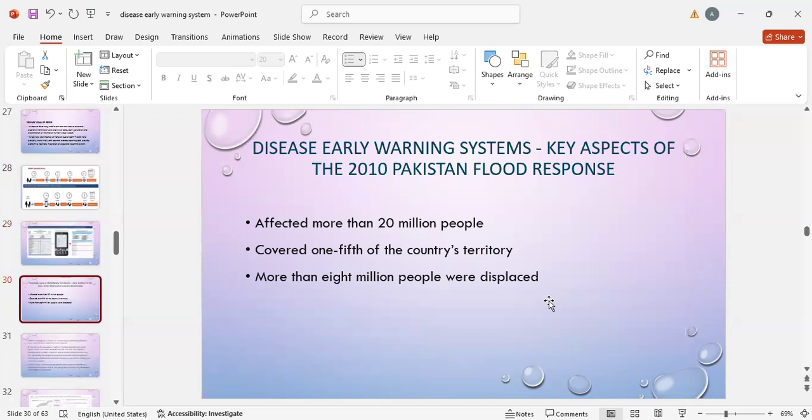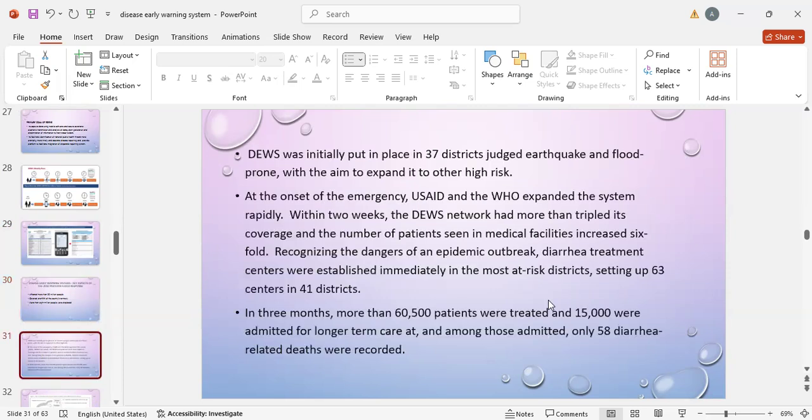Disease early warning system, a key aspect of the 2010 Pakistan flood response. It affected more than 20 million people, covered one fifth of the country's territory, and more than 8 million people were displaced. DEWS was initially put in place in 37 districts judged earthquake and flood prone, with the aim to expand it to other high-risk areas. At the onset of the emergency, USAID and WHO expanded the system rapidly. Within 2 weeks, the DEWS network had more than tripled its coverage, and the number of patients seen in the medical facilities increased sixfold.